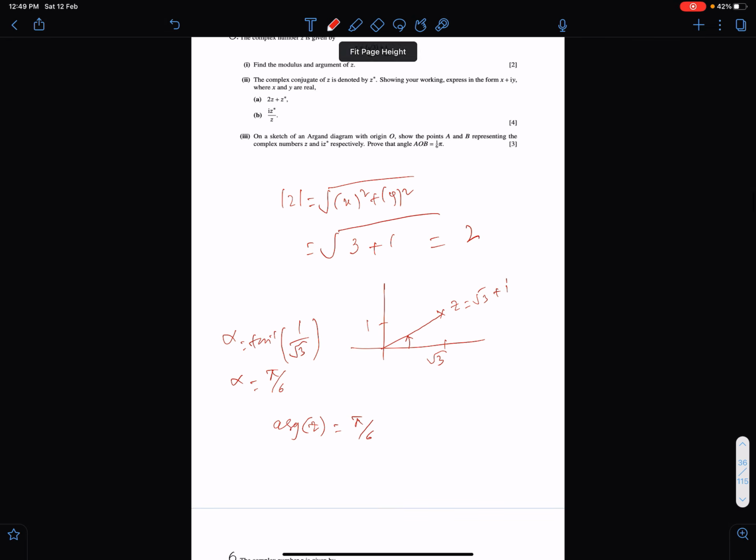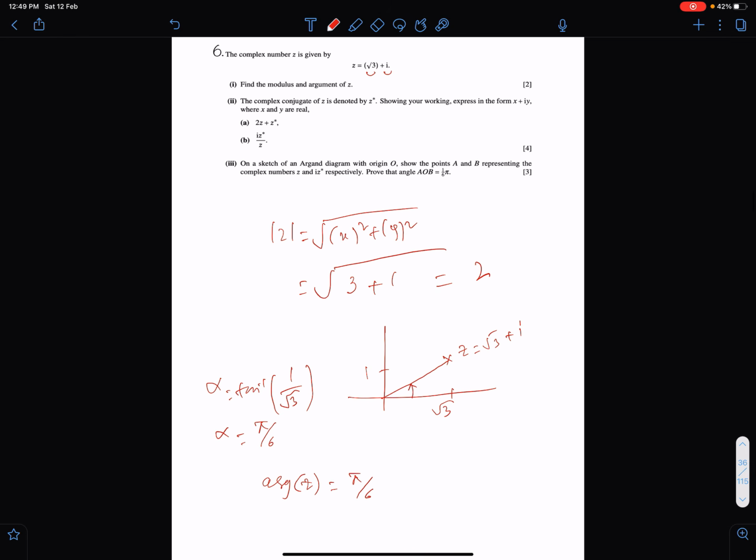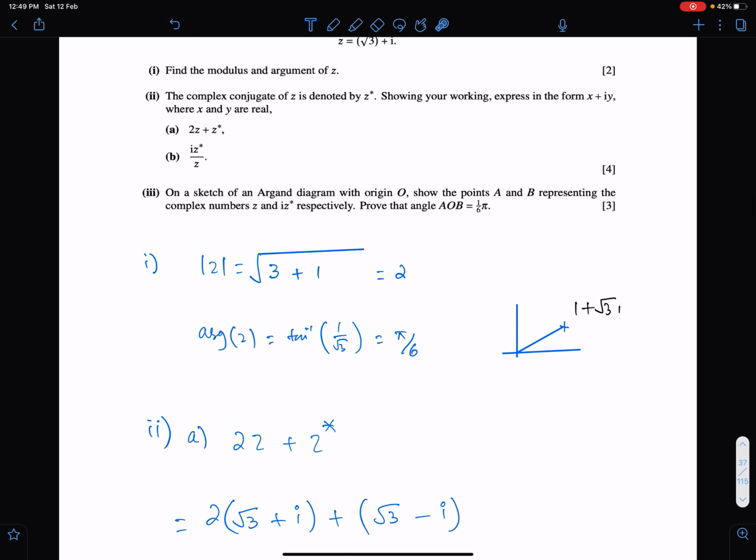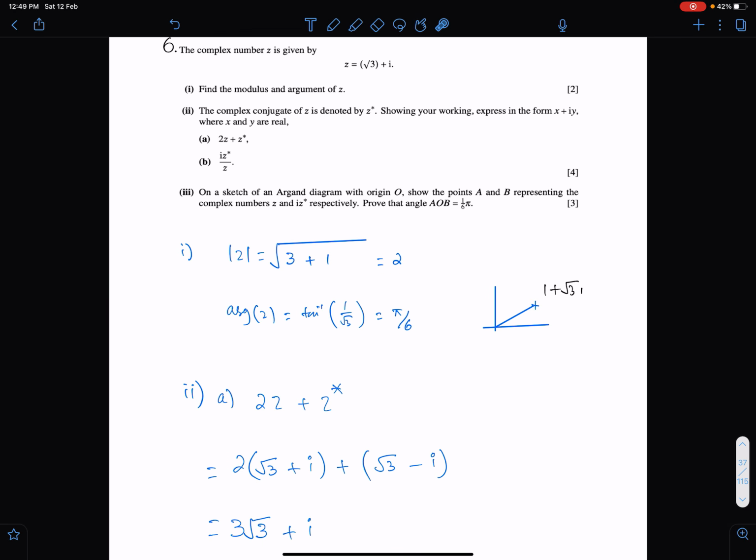So the argument of z is pi by 6. Check this solution. This is the modulus and this is the argument. Here is the final solution. The complex number z here, modulus is 2, argument is pi by 6.